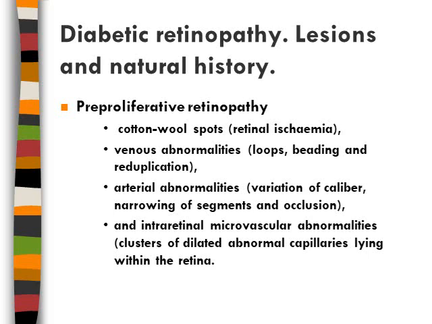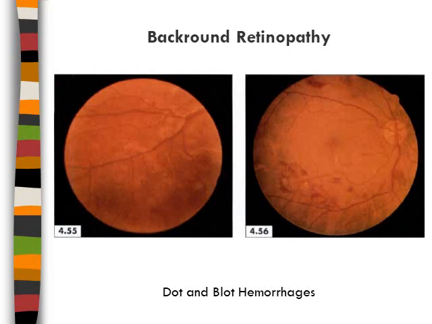In the pre-proliferative stage of retinopathy, cotton wool spots are seen. They are due to retinal ischemia. Then certain venous abnormalities are also seen, which appear as loops, bleeding, and reduplication of the vessels. Arterial abnormalities like variation of caliber, narrowing of segments, and occlusion of the vessels may also be appreciated during this stage. And there are intraretinal microvascular abnormalities, clusters of dilated abnormal capillaries lying within the retina. They are the features of pre-proliferative retinopathy.